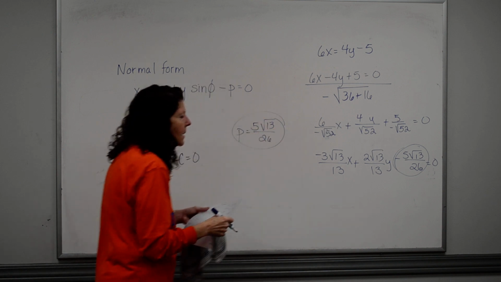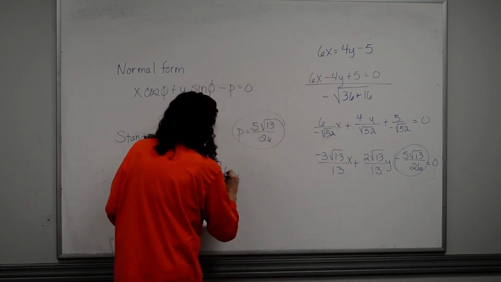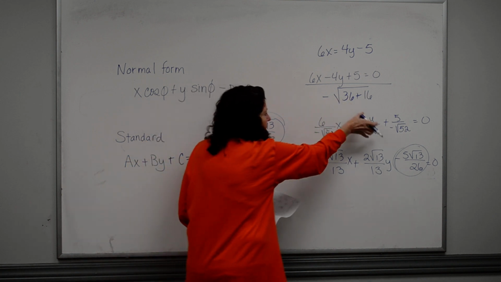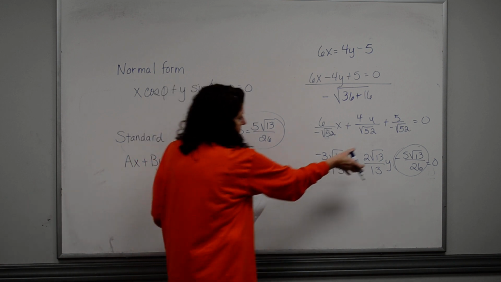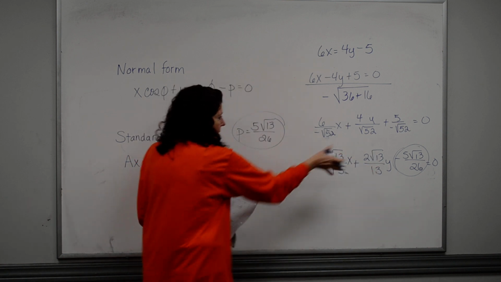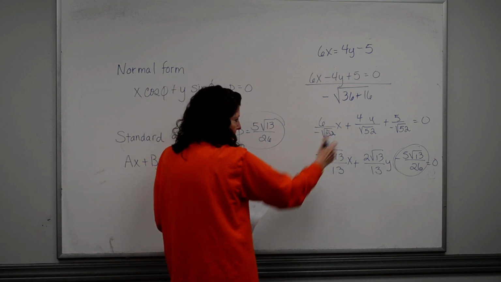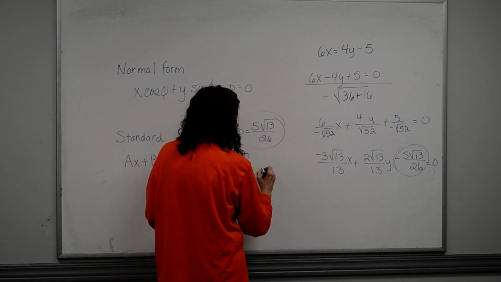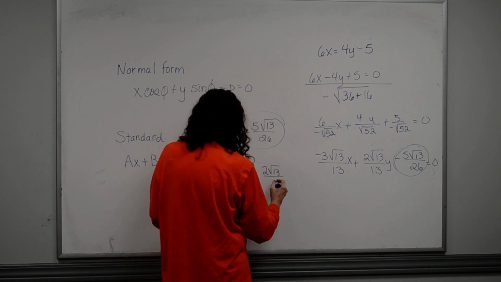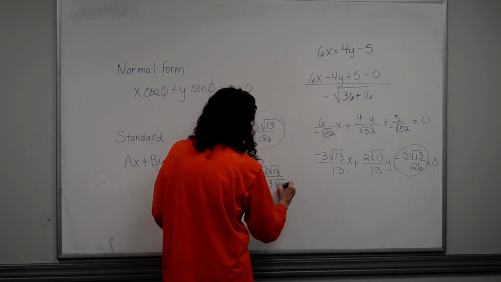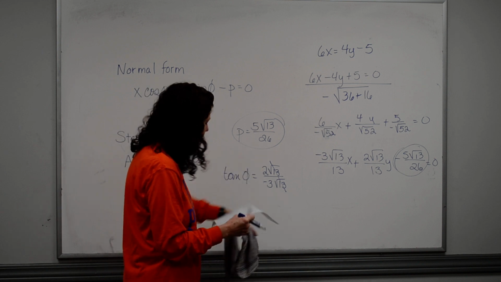But now I've got to find my phi. And to find my phi, I'm going to use the tangent of phi is equal to sine over cosine. So when I do that, I'm going to go this over this. My 13s, when I invert and multiply, are going to cancel out. So I'm going to have 2 on the square root of 13 over negative 3 on the square root of 13. Those go away. So I'm going to do inverse tangent of that.